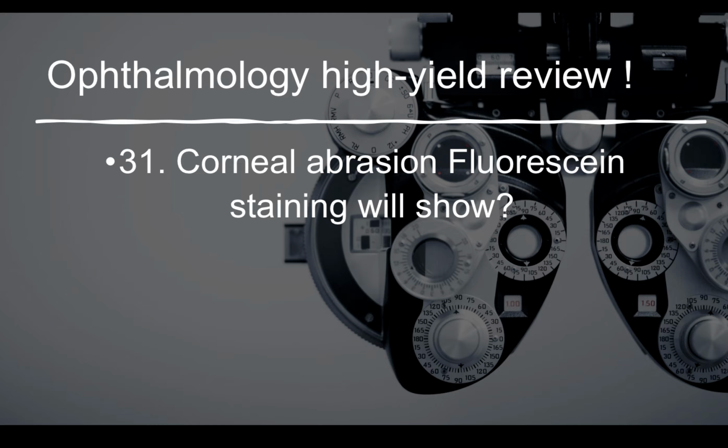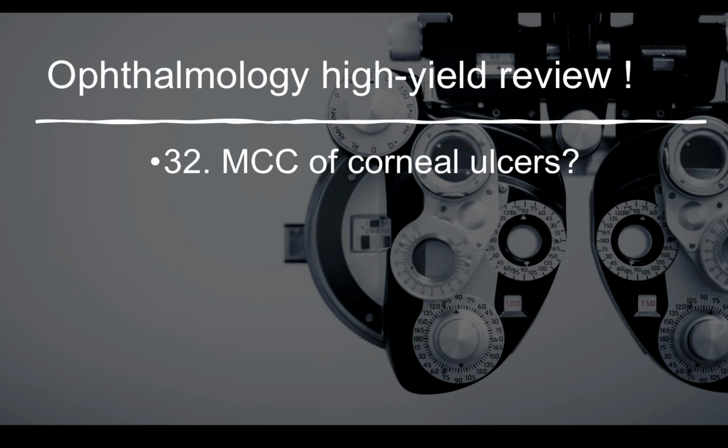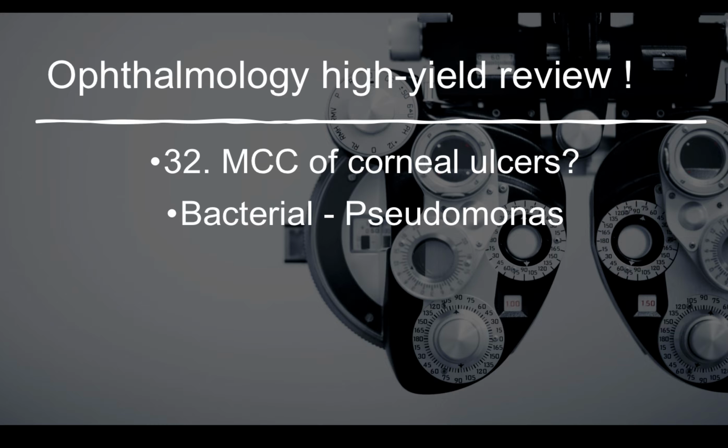Corneal abrasion, fluorescein staining will show what? It will show the ice ring or a linear abrasion. Make sure to invert the eyelid to remove the foreign object. Ice ring, corneal abrasion. Most common cause of corneal ulcers? The most common cause of corneal ulcers is bacterial, Pseudomonas. Again, contact wearers, you need to cover Pseudomonas. So corneal ulcers, bacterial, Pseudomonas.